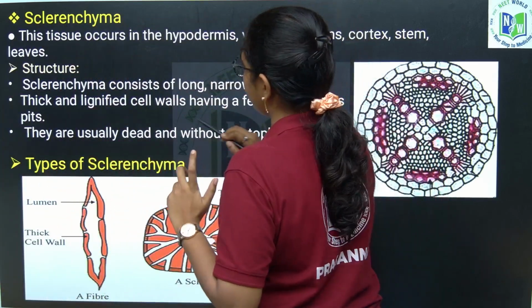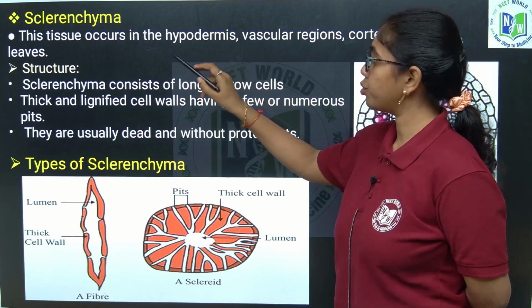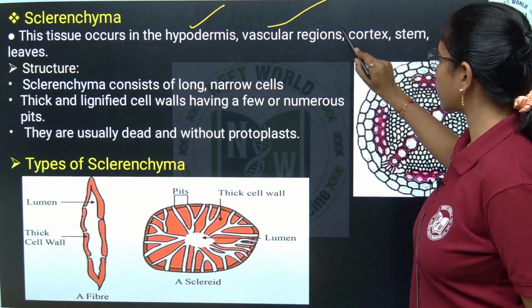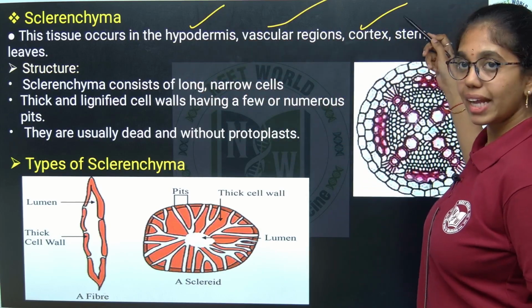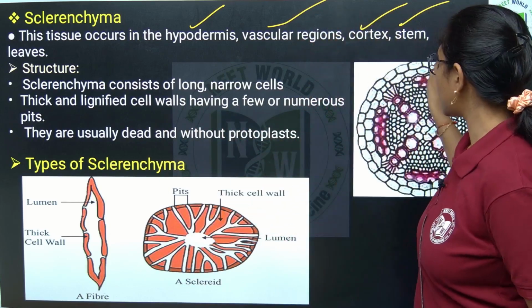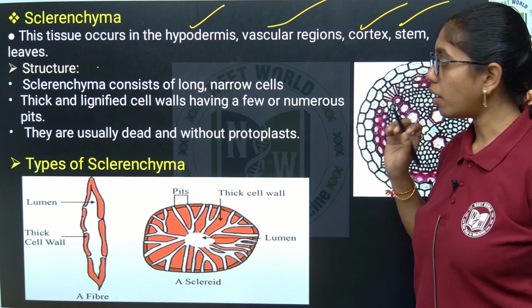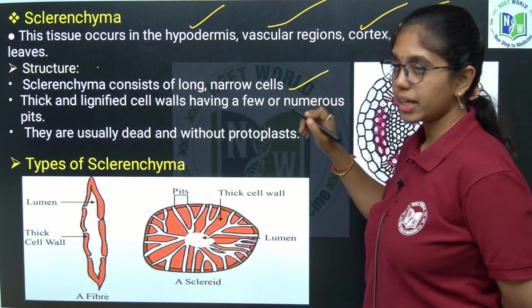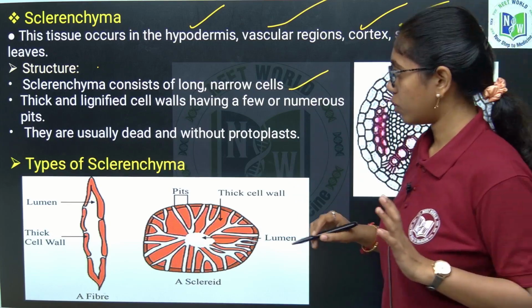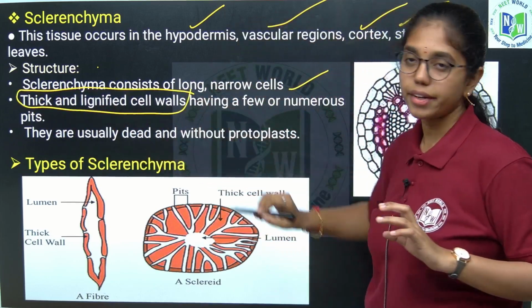It is a dead tissue. Sclerenchymatous tissue you can see in the hypodermis, vascular region, little areas of the cortical region, and stems and leaves. The structure of sclerenchyma consists of long and narrow cells. It has a thick and lignified cell wall.